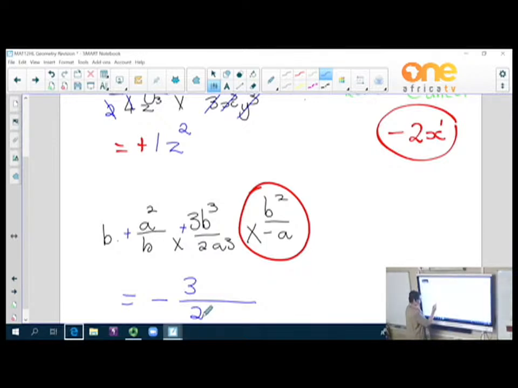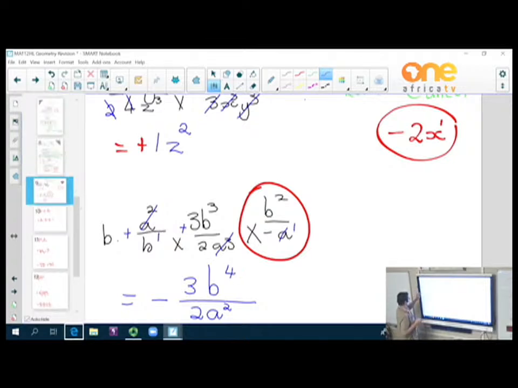Now the indices. A to the power of 2, and here we have a to the power of 3 and a to the power of 1. So this is a to the power of 4. You go where the biggest one is, minus that one, is then a squared. So we write it there because the biggest one is here, a to the power of 4 minus a squared. Now the b's: 3 plus 2 is 5. 5 minus 1 is b to the power of 4. Right, the next one.